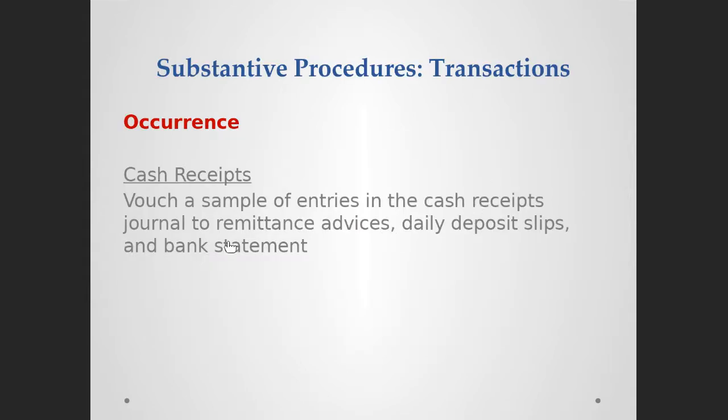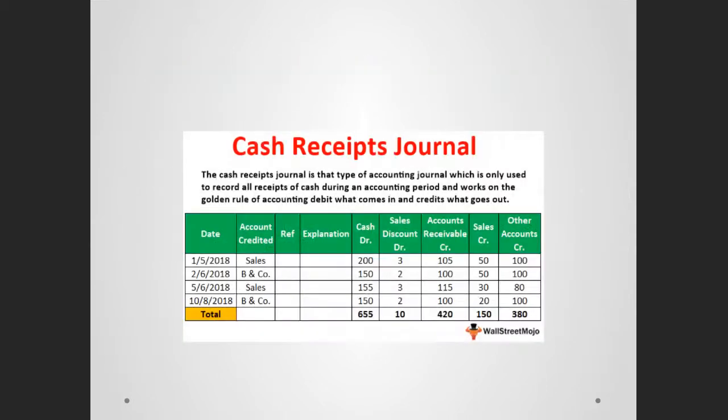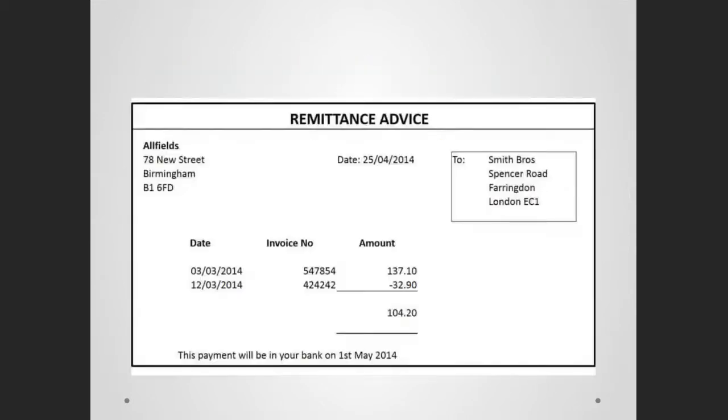So we take a sample of entries, we take an entry, and we go to something called a remittance advice. What is a remittance advice? A remittance advice is notification of payment. So you see, it says this payment will be in your bank account on May 1st. This is something that the client has received. This is called notification of payment.